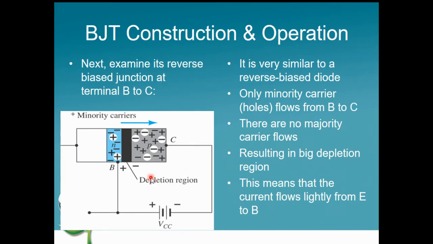Next, we see another side of the transistor. We examine its reverse bias junction at terminal B to C. It is very similar to a reverse bias diode. Only minority carrier holes flow from B to C. There are no majority carrier flows, resulting in a big depletion region. This means that the current flows lightly from E to B.